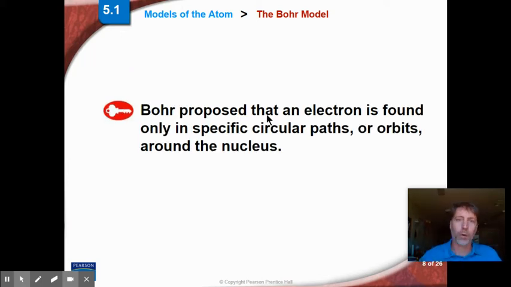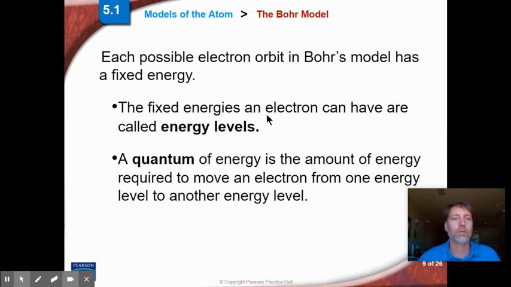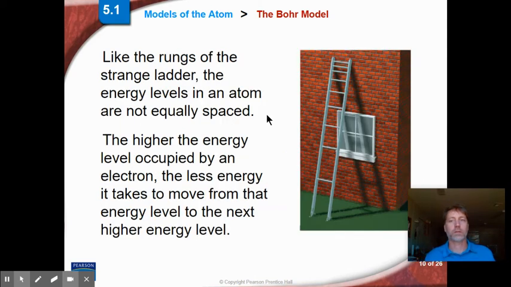Bohr's model proposed that the electron is found in only specific circular patterns or orbits. These orbits, which we call energy levels, are at fixed energies around the nucleus. And each quantum of energy is the amount of energy required to move from one level to the next. And here's an illustration of that. It is like rungs on a ladder, on a very strange ladder.